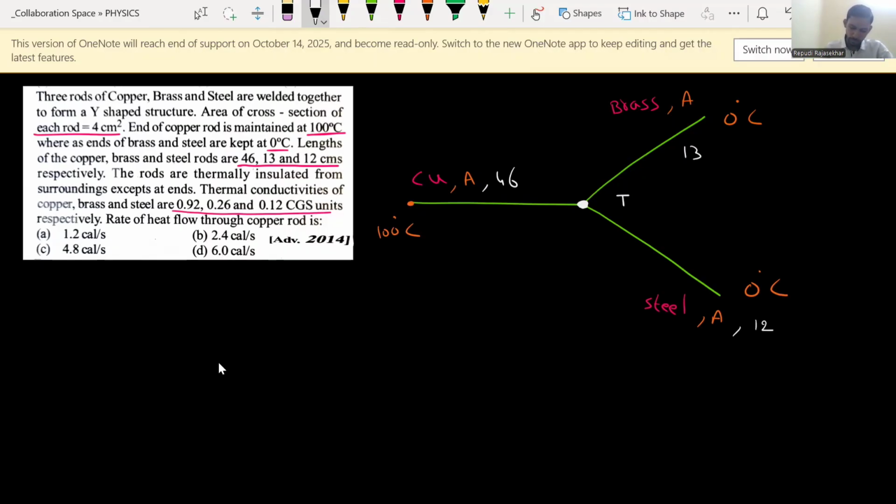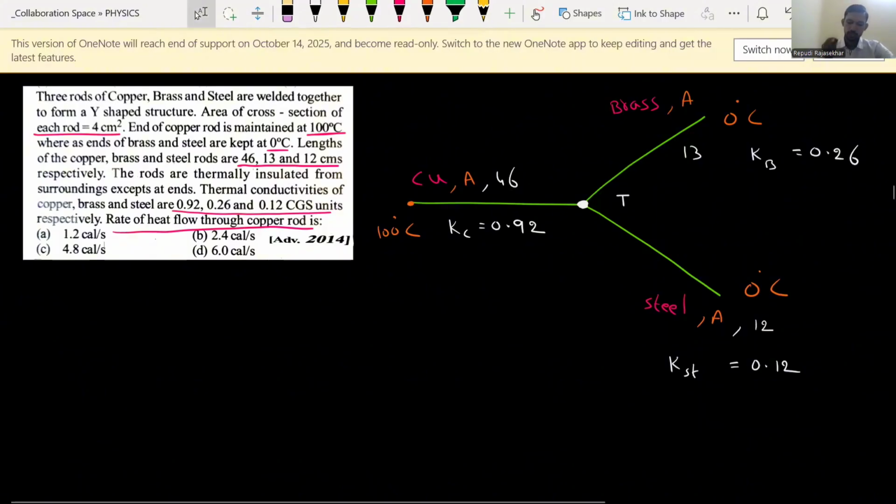Okay, length also given. And thermal conductivity of copper is 0.92, for brass the thermal conductivity is 0.26, and thermal conductivity of steel is given as 0.12. What is the process here? So the question asked is, rate of heat flow through the copper rod is how much? Okay, first of all, find the junction temperature. If you know the junction temperature, then you can use the equation dQ by dt equals KA delta T divided by L. It's a simple question. So process step 1: find the junction temperature first.